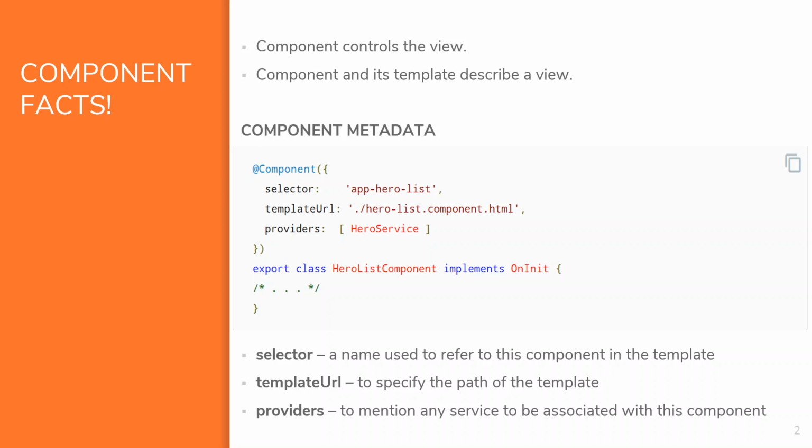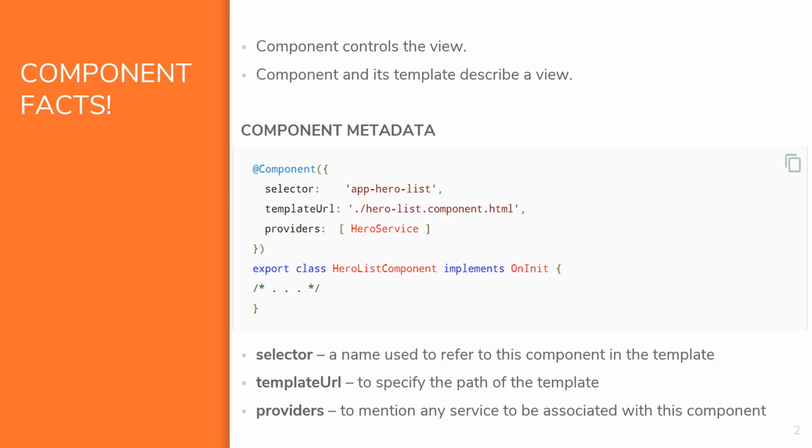The first is selector. Selector is a property that gives a component a name so that we can refer to this component in other components. That means when you have multiple components, if you want to nest a component inside another component, you just need to use its selector so that it will also get displayed. It will be nested inside the component in which you are using it.